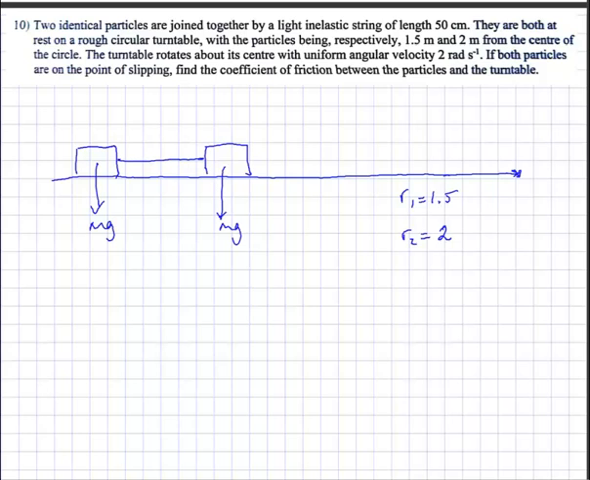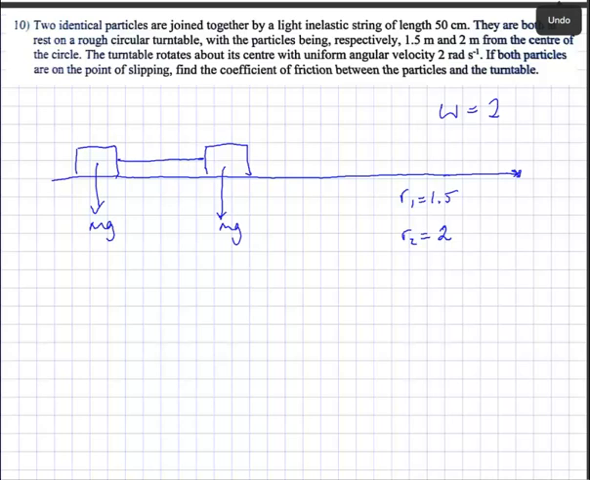They're both at rest, so they're not moving, not sliding around on the rough turntable. We don't know what the coefficient of friction is. That's actually what we want to work out. We know that this turntable has an angular velocity of 2 radians per second, and the center of that circular motion is 2 meters away from the outside object, and 1.5 meters away from the inside object.